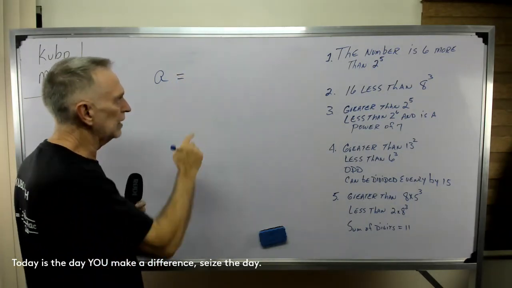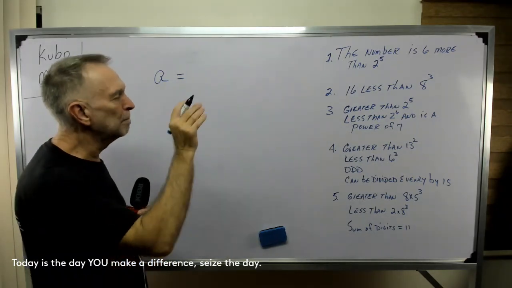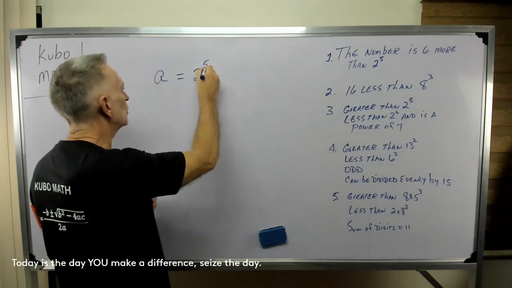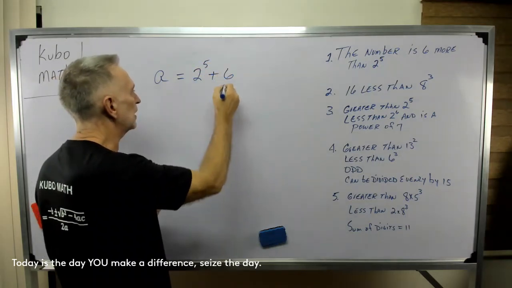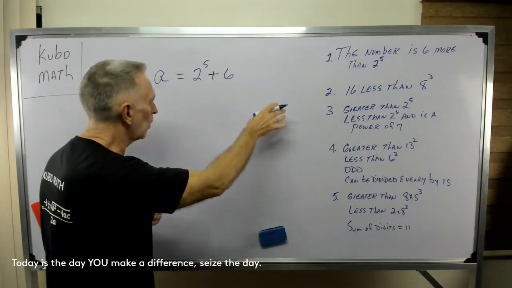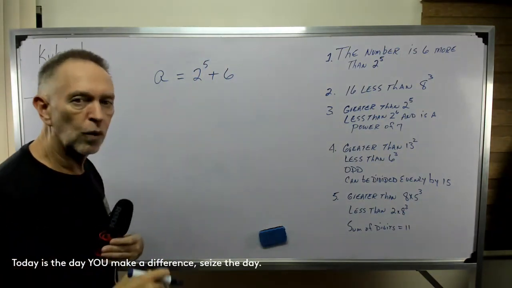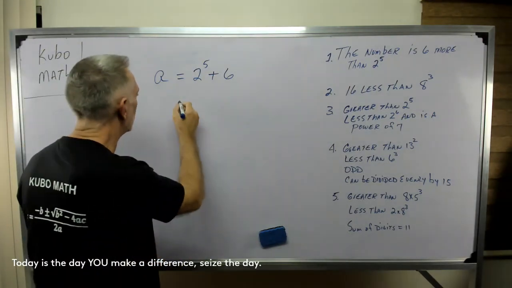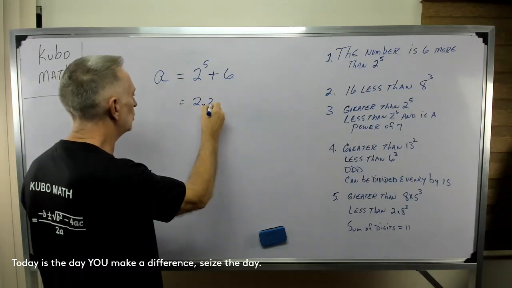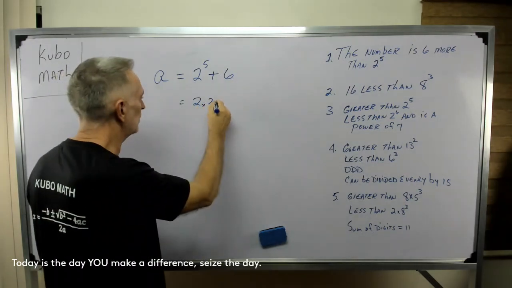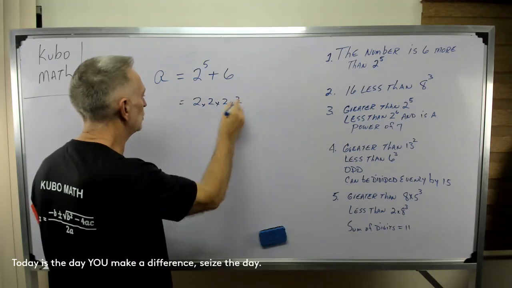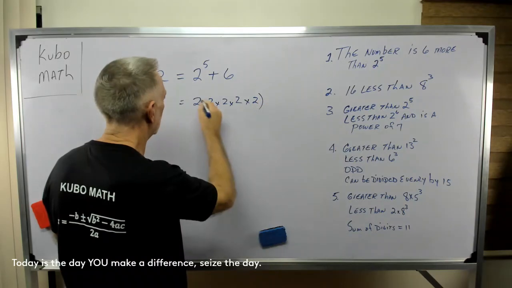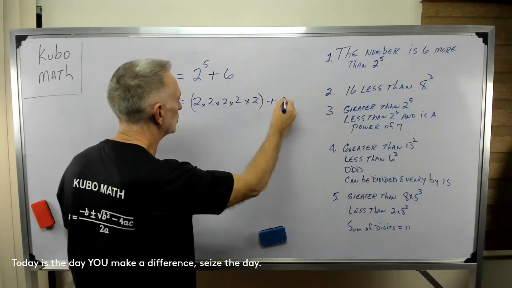They're saying A is 6 more than 2 to the 5th. So 2 to the 5th plus 6. 6 more than 2 to the 5th. More would be adding, right? Wow, what's 2 to the 5th? Well, that equals 2 times itself 5 times: 2 times 2 times 2, 1, 2, 3, 4, 5. Okay, that's 2 to the 5th plus 6.